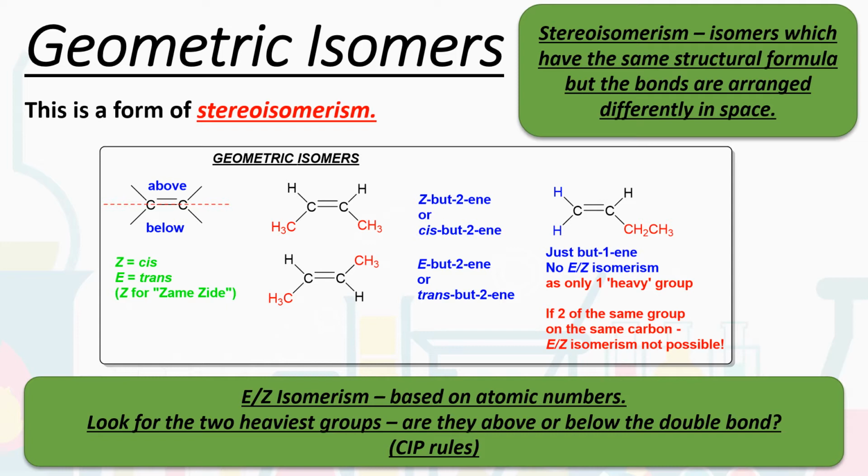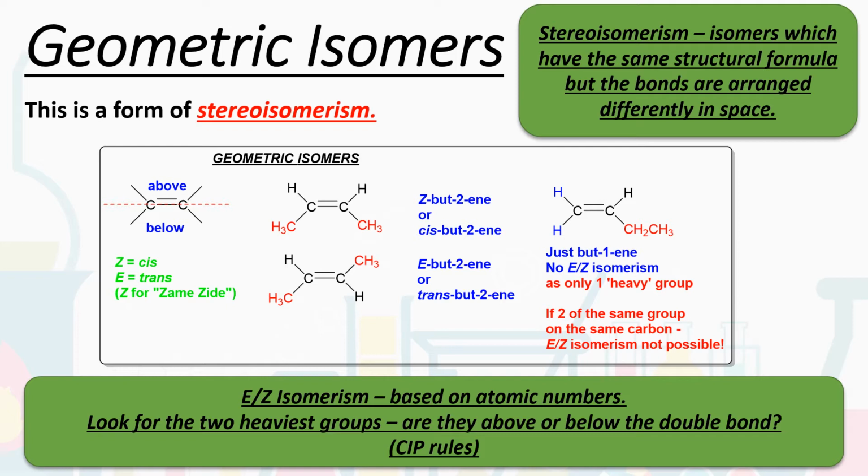And so this is where the E and Z notation comes in. If both of the groups are on the same side of the double bond, i.e. they're both below or they're both above, this is called Z. So this is Z-butene. If they are on opposite sides, if one is above and one is below, it's called E. So the bottom example is E-butene.